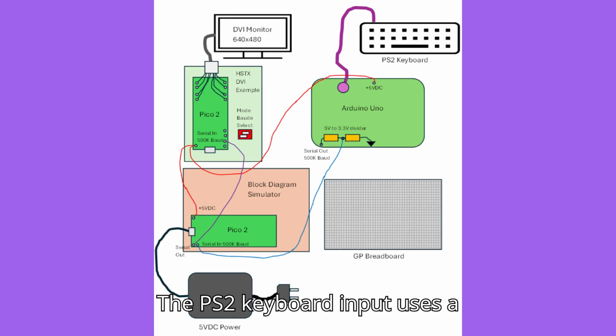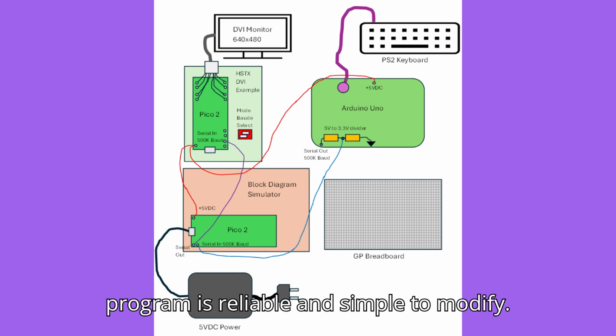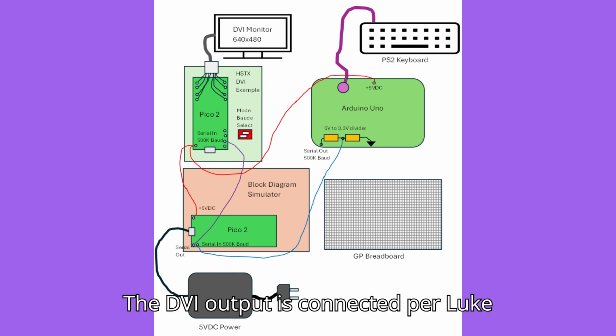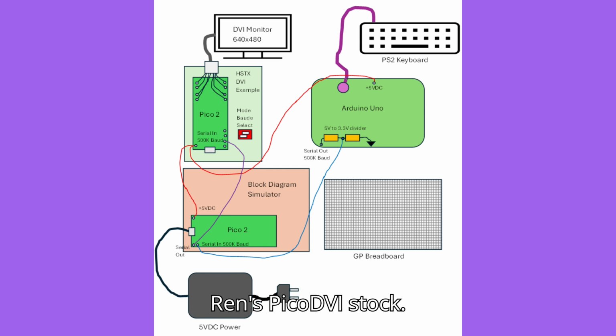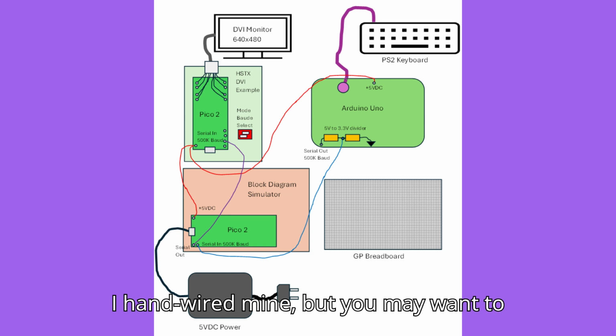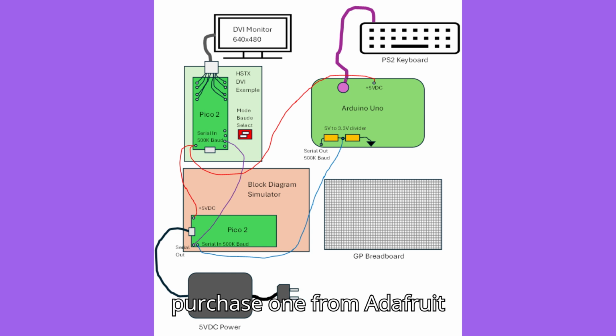The PS2 keyboard input uses a modified Steve Benz PS2 keyboard host loaded into an Arduino Uno. His program is reliable and simple to modify. The DVI output is connected per Luke Wren's Pico DVI stock. I hand-wired mine, but you may want to purchase one from Adafruit for about $3.